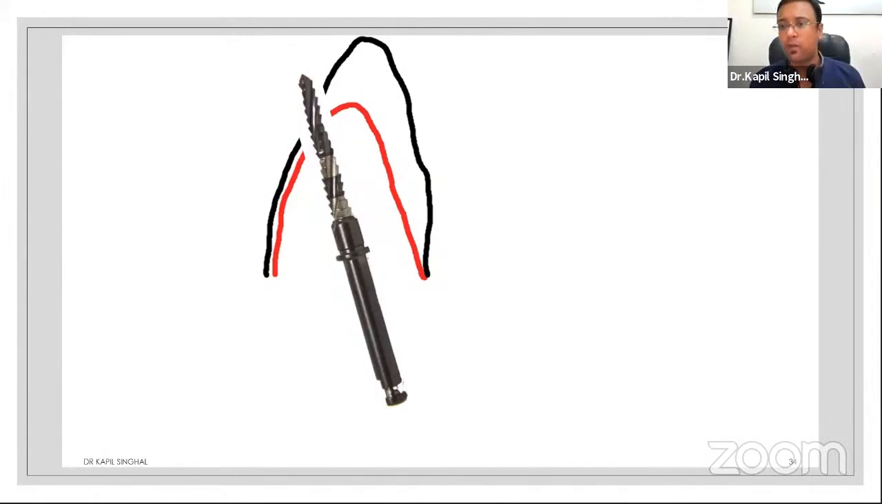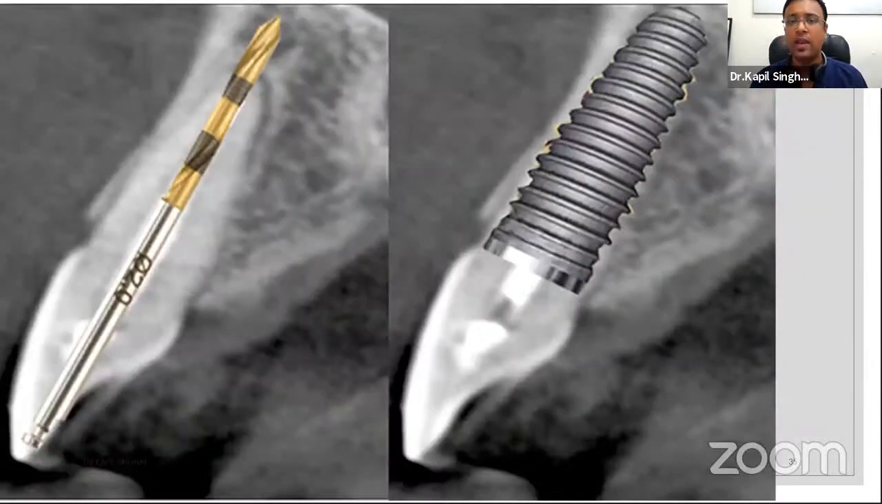And suppose the perforation does not happen, you're lucky enough, with God's grace, that the perforation does not happen. What will happen? You will place the drill in the socket and you will place the implant. Your implant will be too labial, and there are high chances that it will touch the labial plate also, and over a period of time your labial plate will resorb.